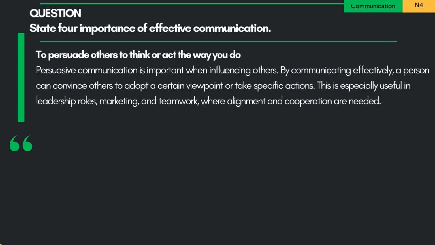3. To persuade others to think or act the way you do. Persuasive communication is important when influencing others. By communicating effectively, a person can convince others to adopt a certain viewpoint or take specific actions. This is especially useful in leadership roles, marketing, and teamwork, where alignment and cooperation are needed.